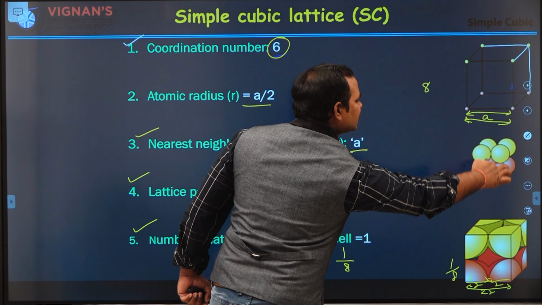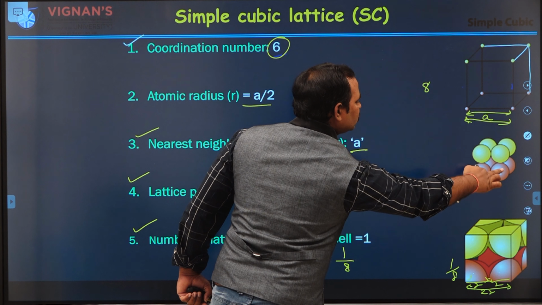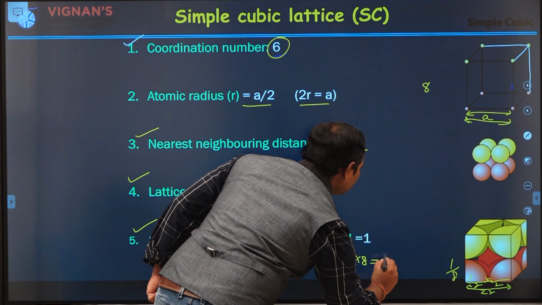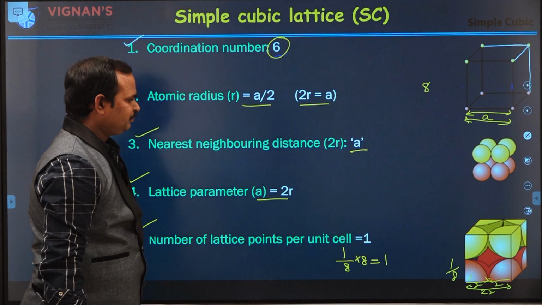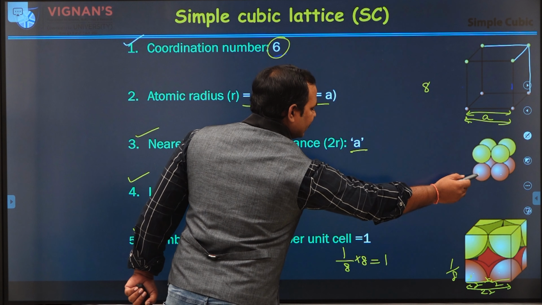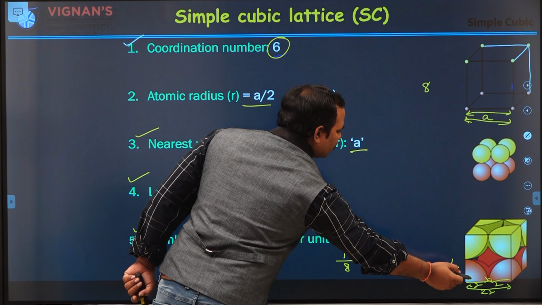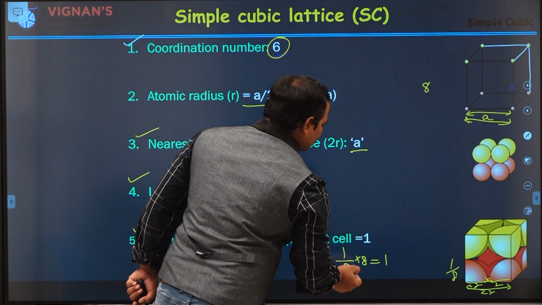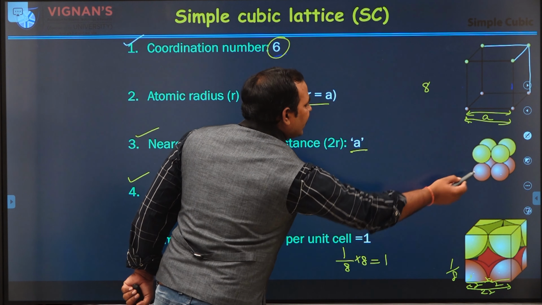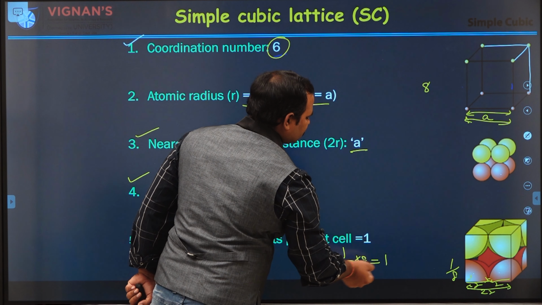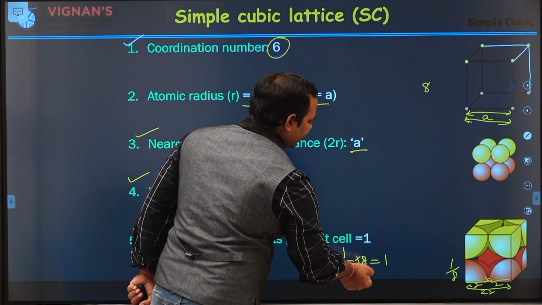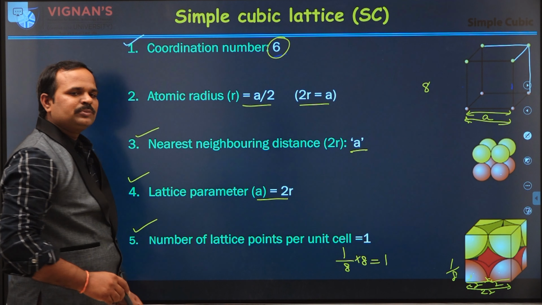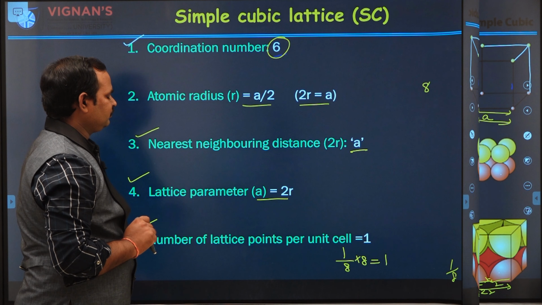How many spheres are there? Top side 4, bottom side 4, total 8. That means every atom contributes 1 by 8th part of the atom to one unit cell. So we have a total contribution of 1 by 8 into 8, which is equal to 1. That means the number of lattice points per unit cell is 1.